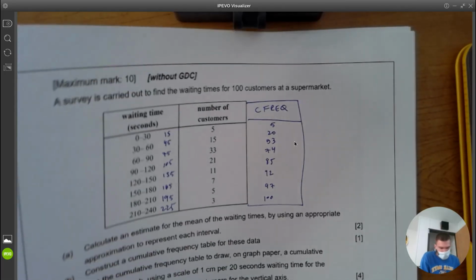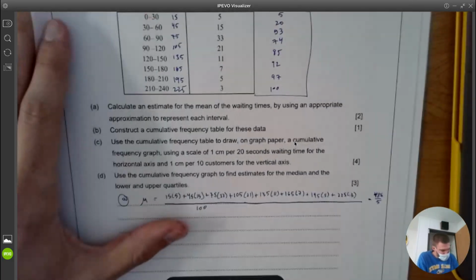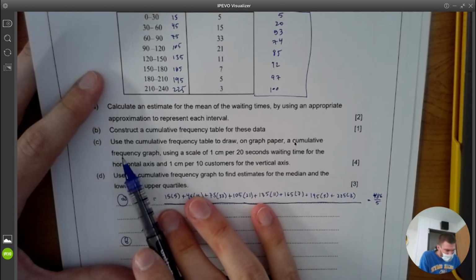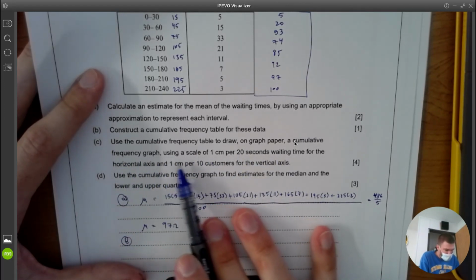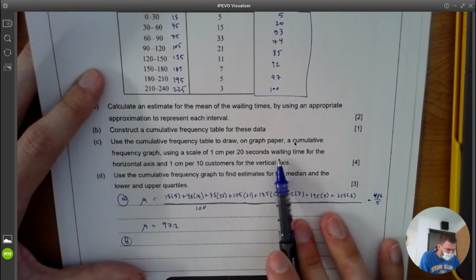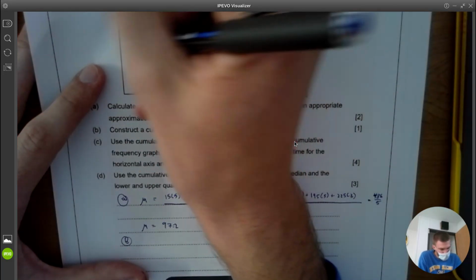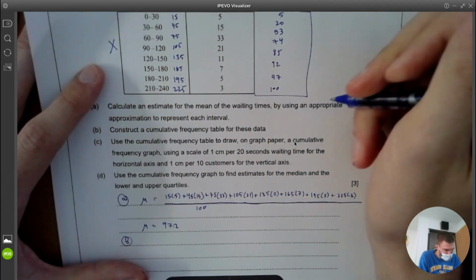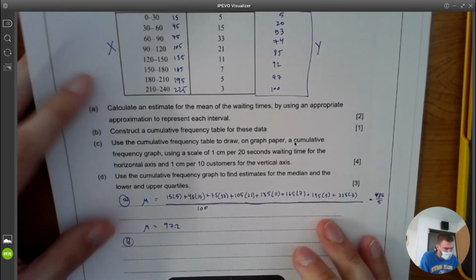All right. Whenever we go to do these cumulative frequency tables, use a cumulative frequency table to draw a cumulative frequency graph, using a scale of 1 centimeter to 20 seconds, waiting time for the horizontal axis. So waiting time can be x, frequency can be y. That should always be how it is.